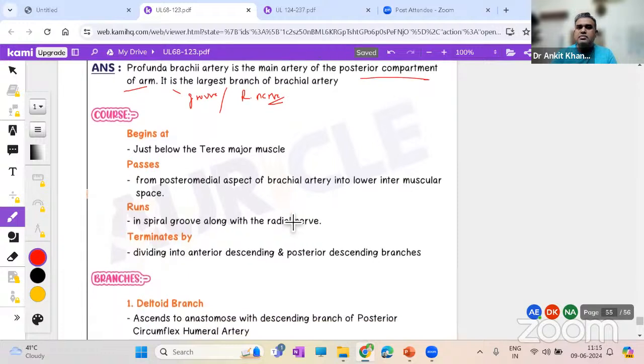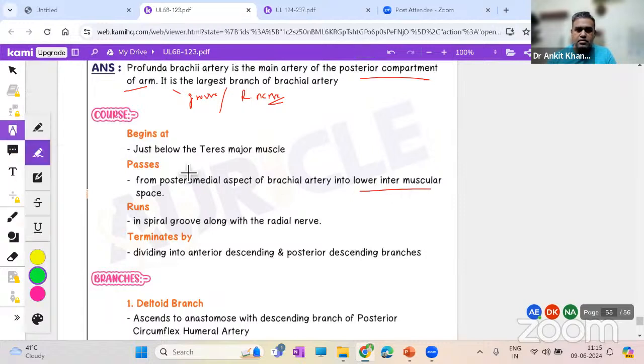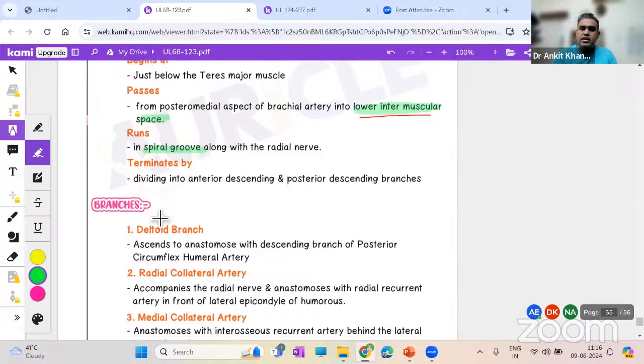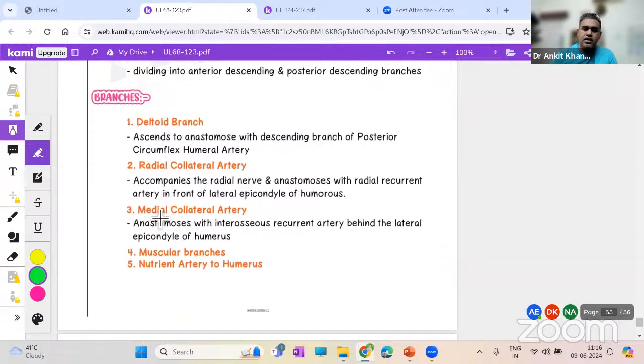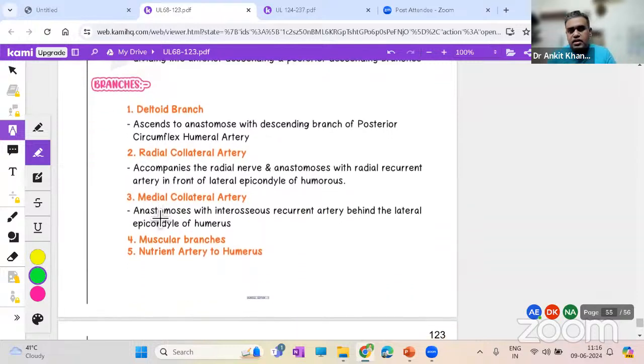Of course, you can see it starts just below teres major where the brachial artery starts. It passes through the lower intermuscular septum. It passes from the posterior aspect into the lower triangular space, in the spiral groove, and terminates by dividing into anterior and posterior descending branches. So remember, if you know a bit of the course of the radial nerve, you can use that course in the case of the profunda brachii artery as well. So for this artery, you can write the different branches.